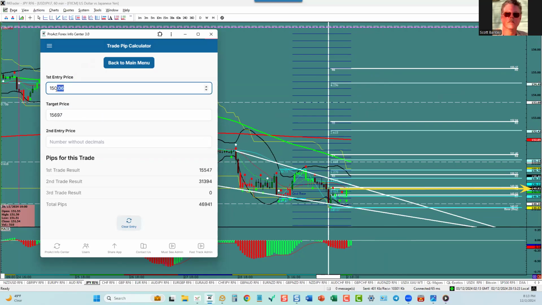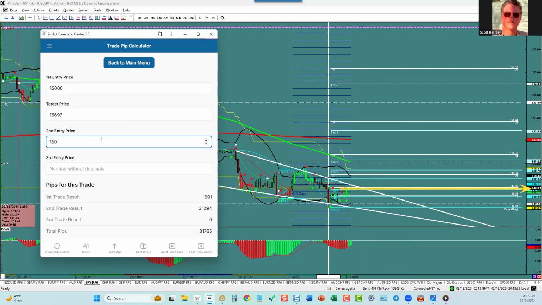Let me get rid of this. I don't need the decimal point. 06. All right. So we'll give you a number till you put trade 2 in. Trade 2 is above the R3 at 150.51. I'm just taking that number, so I'm going to go 150.52. All right, there we go.